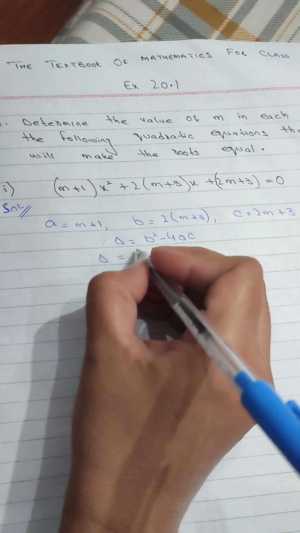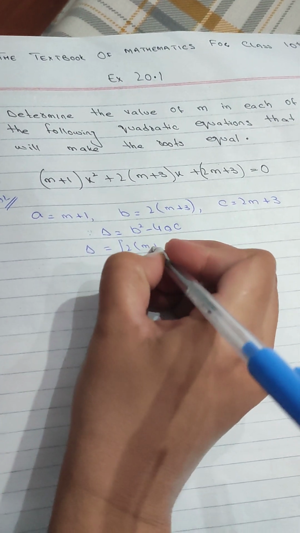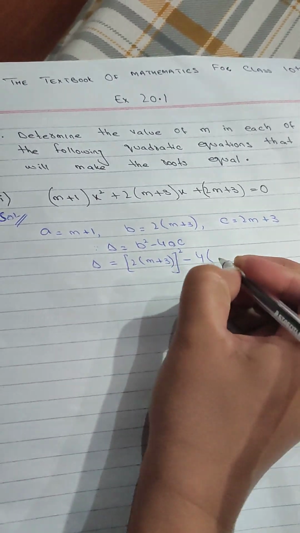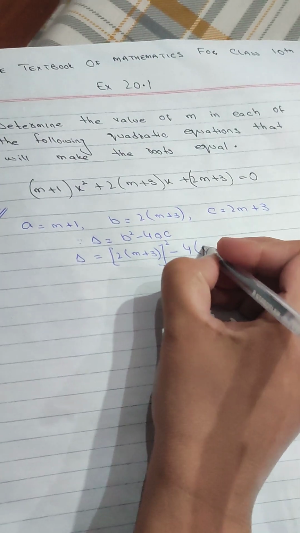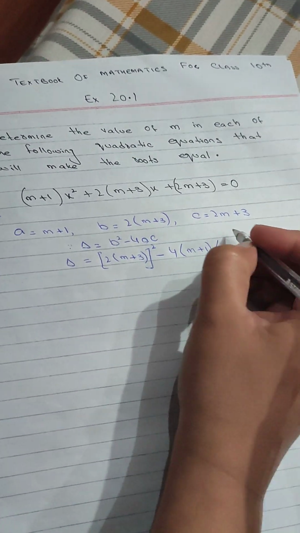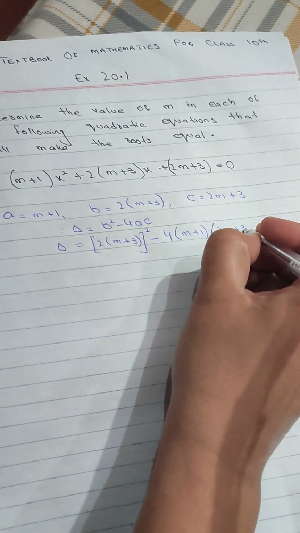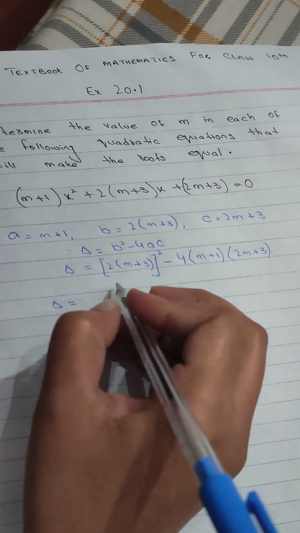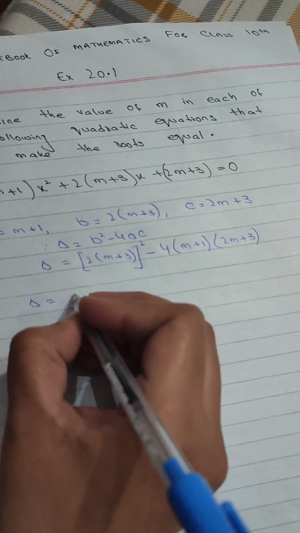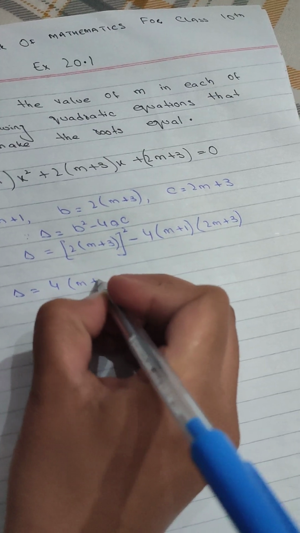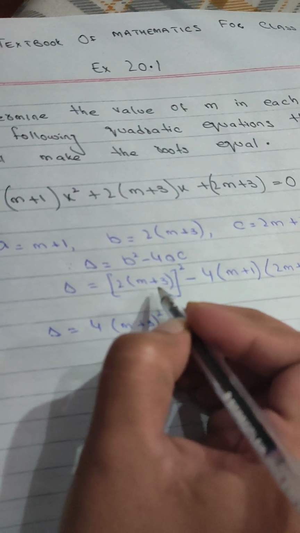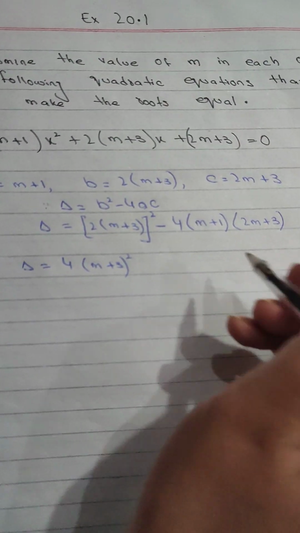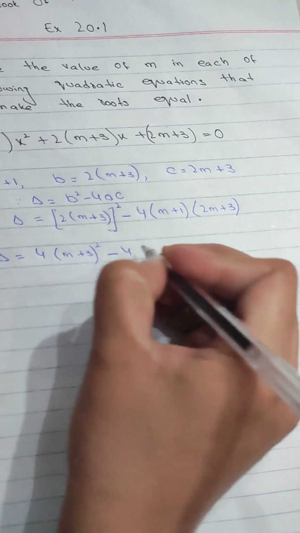b square means (2m plus 3) whole square minus 4, a is m plus 1, so let's put the value of a, which is m plus 1, and c is 2m plus 3. So again, after simplification, it will be 2 square means 4, (m plus 3) whole square. This is whole square, so we have to apply it individually. 2 square will be 4 and (m plus 3) whole square minus 4.